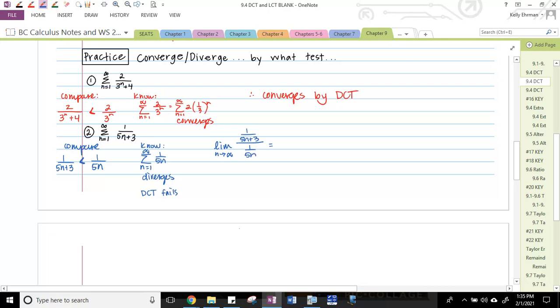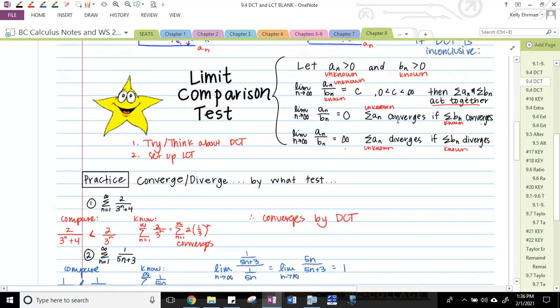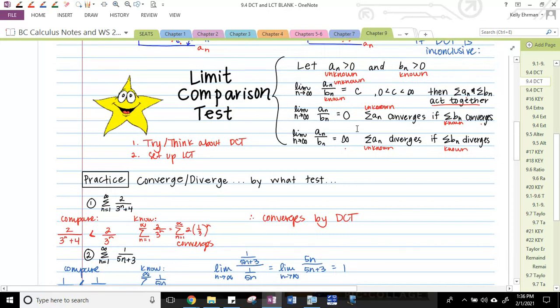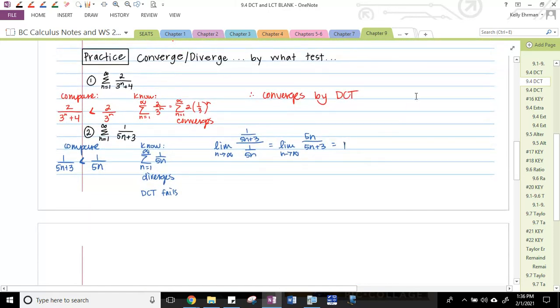What does that simplify to? Well, that's the limit as n approaches infinity of 5n over 5n plus 3. And that horizontal asymptote is 1. Go back to our rules. If we get a number, then these two series act together. If we got 0, we'd be inconclusive because the thing that we know diverges, so we would have had to go back to the drawing board and probably do integral test. Anyway, we got a number, which is great. So I can say, therefore, they act together. So the unknown series diverges by a limit comparison test, LCT.